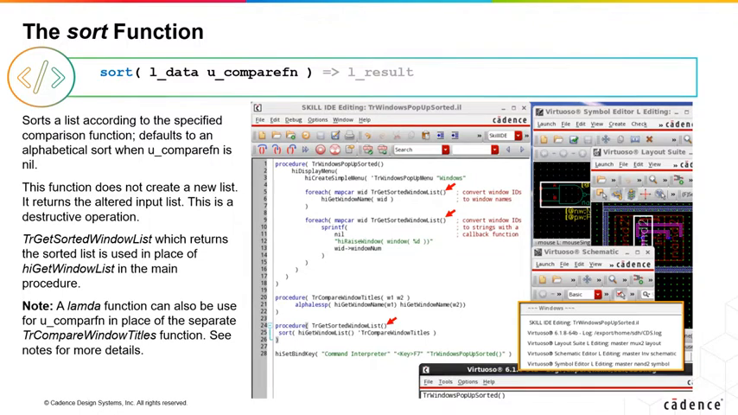Now a note here is that rather than defining a separate comparison function like tr compare window titles, you can actually use something called a lambda function.